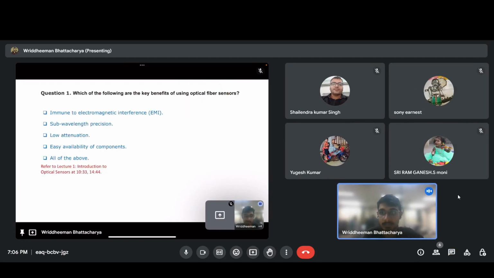So the first question: which of the following are the key benefits of using optical fiber sensors? The options are: immune to EMI, namely electromagnetic interference; sub-wavelength precision; low attenuation; easy availability of components; or all of the above.